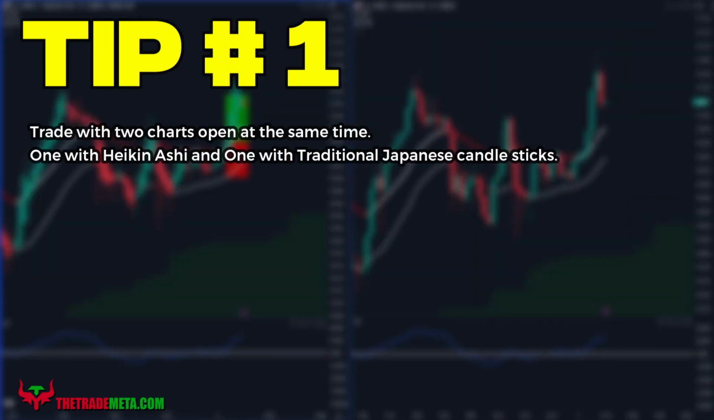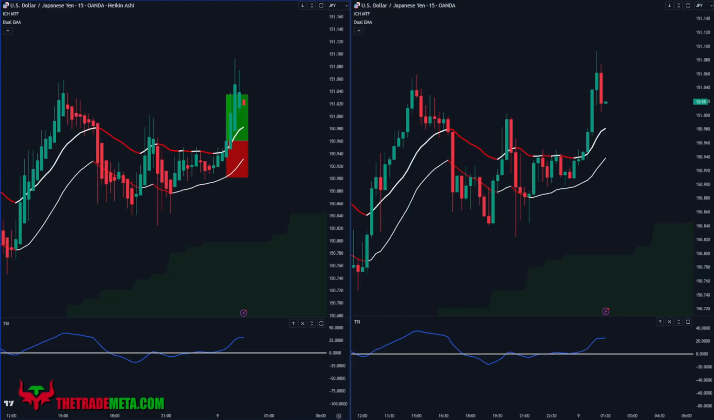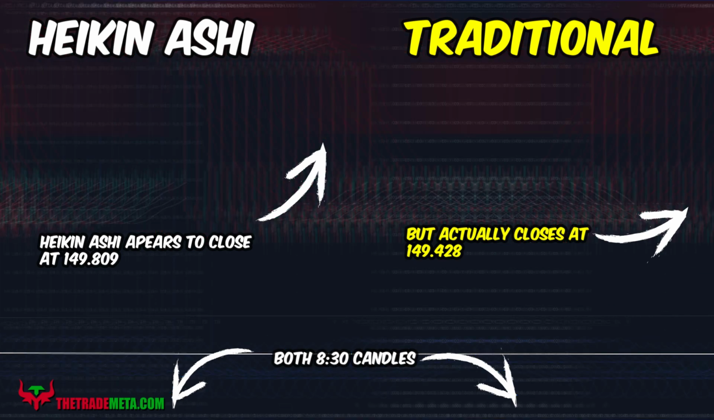So our first tip is to trade with two charts open at the same time. One with Heikin Ashi and one with traditional Japanese candlesticks. This is so that we can see where price really is when we're entering trades. As you can see with this example, sometimes the difference between Heikin Ashi and traditional candlesticks is too great, and you may want to avoid entering certain trades because of where your entry price is relative to your stop-loss placement.